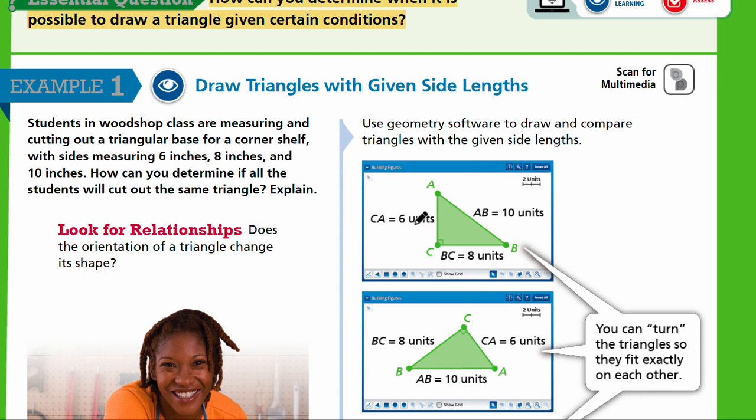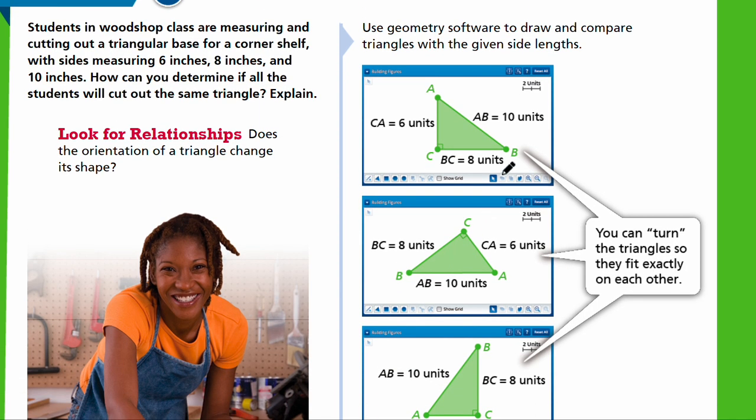We could have 6 and 8 make a right angle, and then the third side to be 10 units. And then we could say, using geometry software, try different ways. What if we have 6 and 10 together? If they make a right angle, this side must be longer than 8. So that doesn't really work. So the only triangle that works would be where 6 units and 8 units make a right triangle, and then the third side being 10 units.